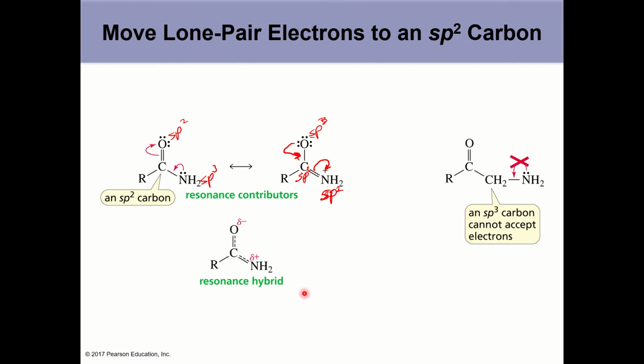Resonance hybrid shown here. But if there is an sp3 atom between an sp3 lone pair and an sp2 carbon, then the electrons cannot be moved. So we cannot move a lone pair to an sp3 atom.